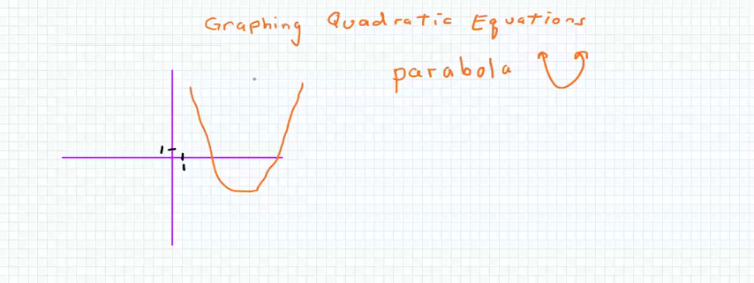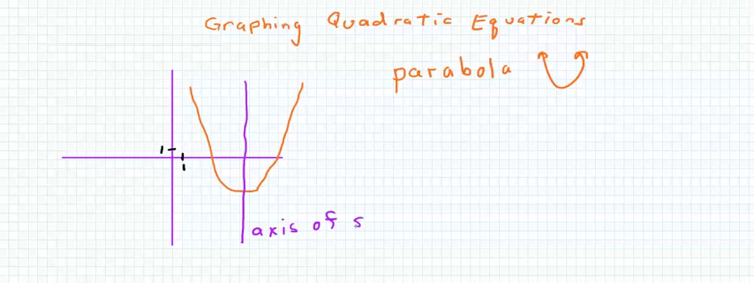And the first term you need to know is this. This is the axis of symmetry. I hope I spelled it right. Axis of symmetry. The graph is symmetric about this line.